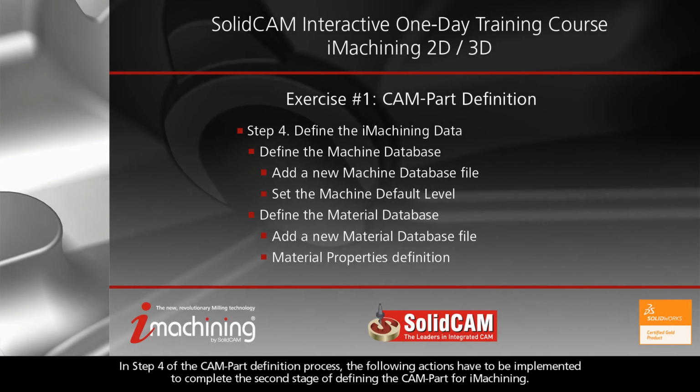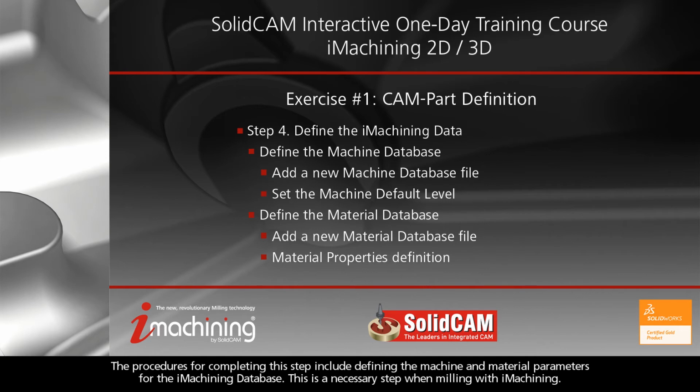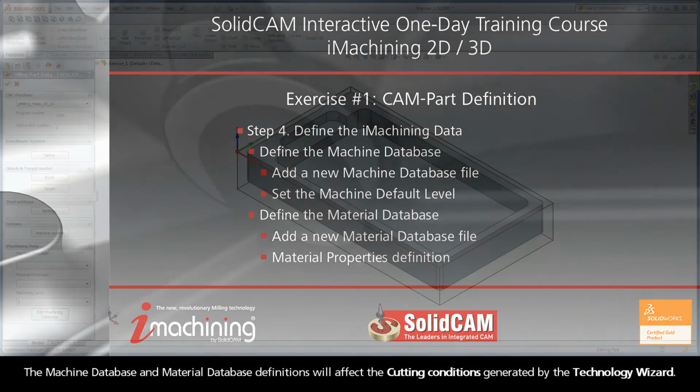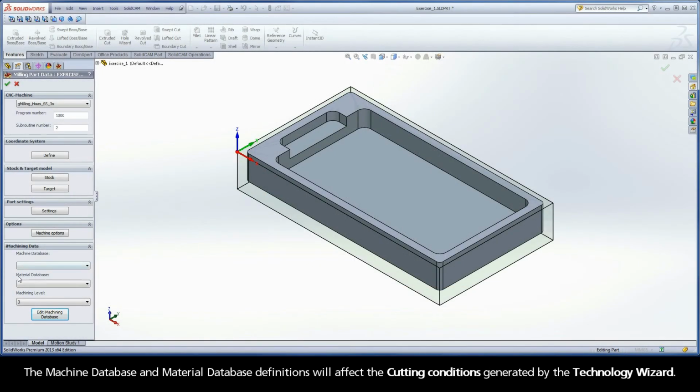In step 4 of the CAM part definition process, the following actions have to be implemented to complete the second stage of defining the CAM part for iMachining. The procedures for completing this step include defining the machine and material parameters for the iMachining database. This is a necessary step when milling with iMachining. The machine database and material database definitions will affect the cutting conditions generated by the technology wizard.